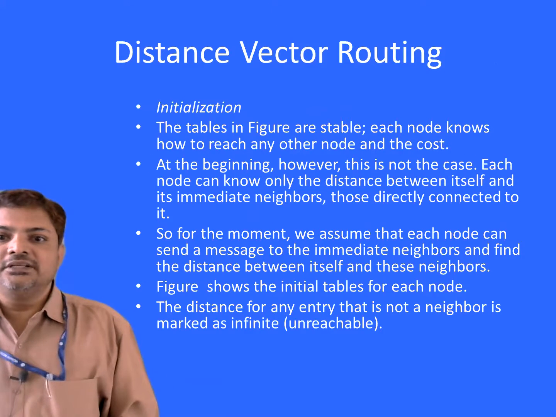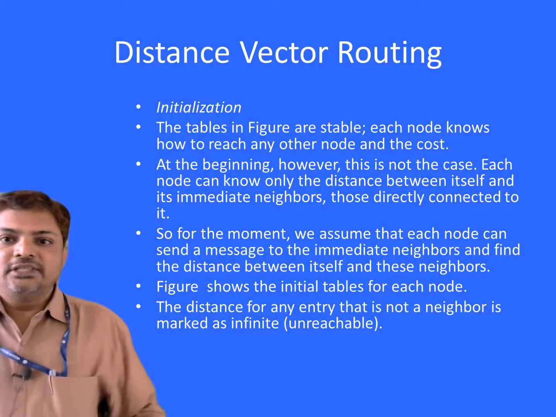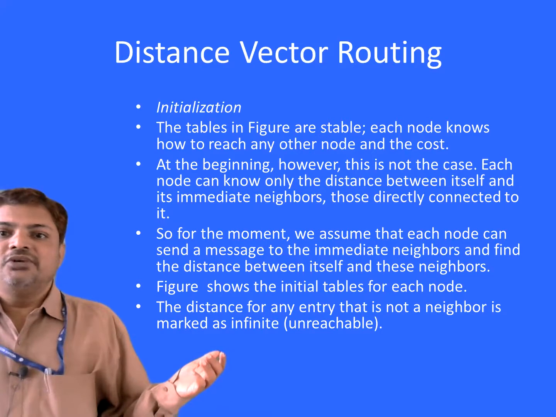Initialization. The tables in the figure are stable. Each node knows how to reach any other node and the cost. At the beginning, however, this is not the case. At the beginning, we don't know the way to reach other nodes.